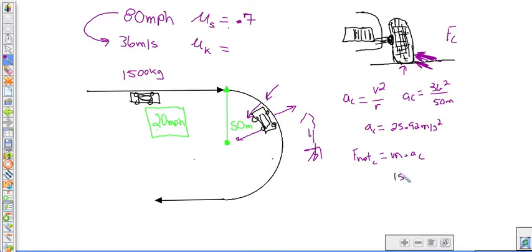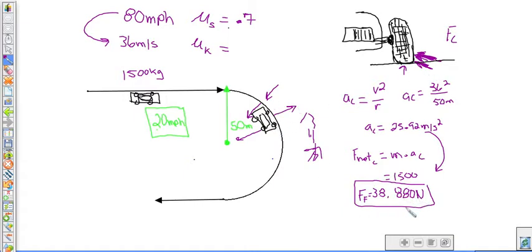So let's figure out what that is. My mass is 1,500, right? We just figured out that my centripetal acceleration was 25.92. So what's that going to equal for force? My net force here is going to equal 38,880 newtons. Wow, that's a lot. So now let's figure out what that means. If that's my force, and that's all coming from friction force, I could say that this is my needed friction force to keep me from skidding.